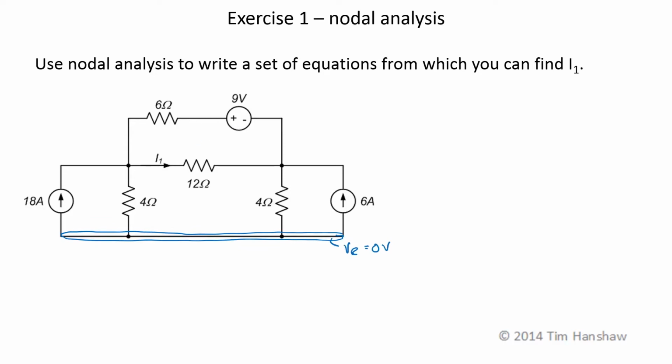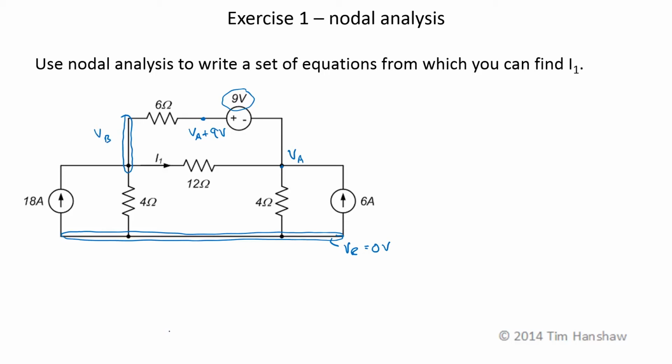This 9-volt battery means that this side of the battery is not an independent node from this side. They're related by a specific voltage. I can pick arbitrarily one side or the other to be an independent node. I'll call this V sub A. Then this voltage here will be V sub A plus 9 volts. And there is one other independent node over here, which I will call V sub B.